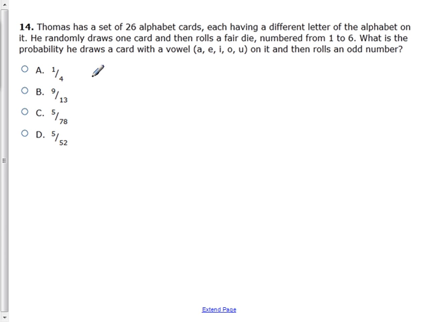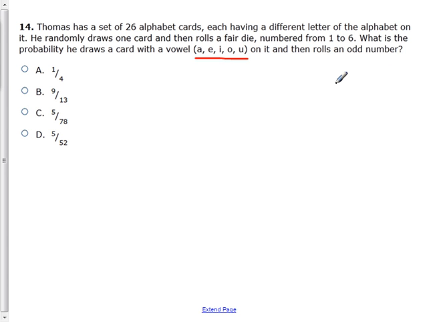Thomas has a set of 26 alphabet cards, so 26 letters in the alphabet, each having a different letter of the alphabet on it. He randomly draws 1 card and then rolls a fair die, numbered from 1 to 6. So what is the probability he draws a card with a vowel, A, E, I, O, and U? Now, I know we say sometimes Y, but this is not including that. It just tells us to use these, and then he rolls an odd number. So we want the probability of drawing a vowel and rolling an odd number.